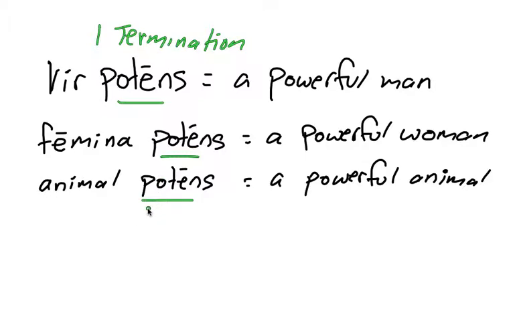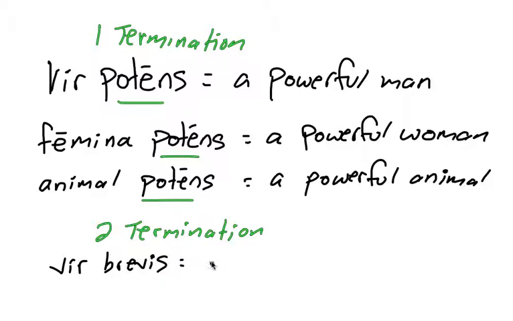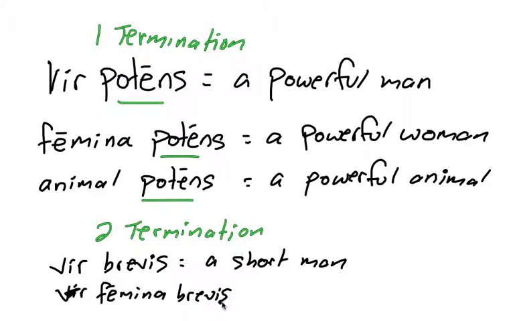Okay, and if we contrast this with a two termination, let's use brevis for example. Okay, and we'll use the same nouns. So if I said vir brevis, that would be a short man. And since masculine and feminine for two termination is the same, femina brevis would be a short woman.